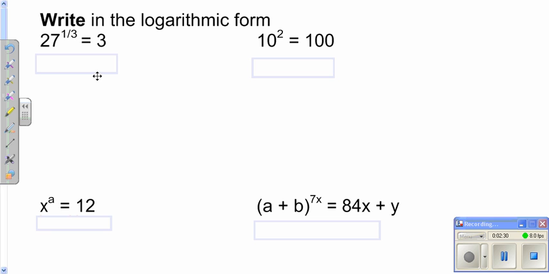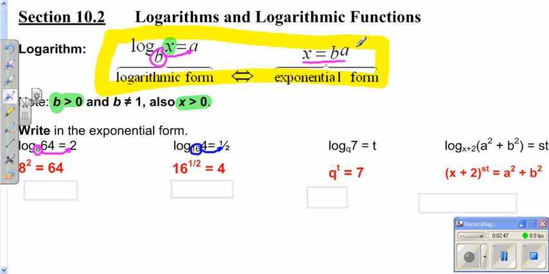So here we're going to be doing the reverse form. We're starting out with an exponential equation, and we want to write it in the logarithmic form. So in other words, instead of going from this form to this form, you're going to start out with the exponential form here and rewrite it over here in the logarithmic form.